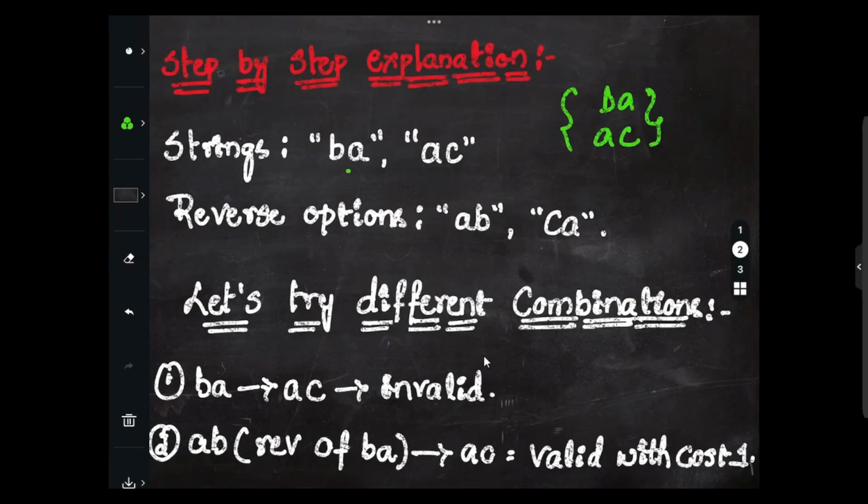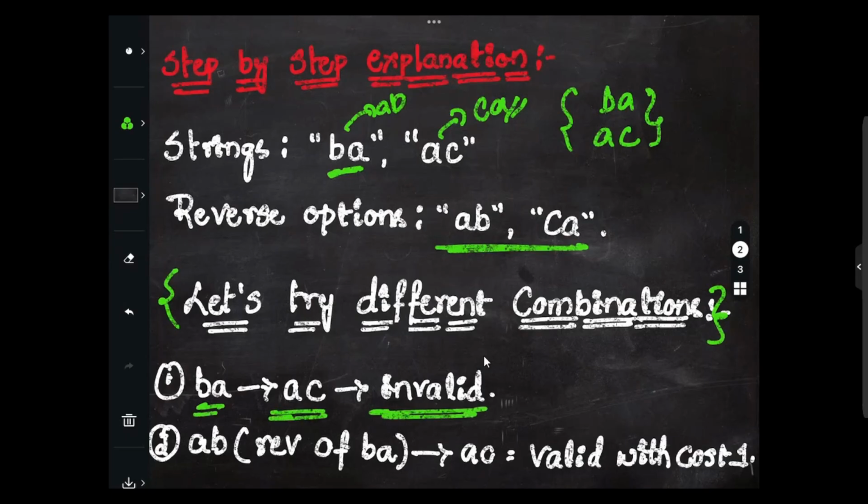So here, when we can reverse, he wants the strings in lexicographical order using only reversals, as mentioned in the question. For the reverse option, BA becomes AB and AC becomes CA. Let's try out the different combinations now. If we consider BA and AC directly, this becomes invalid.